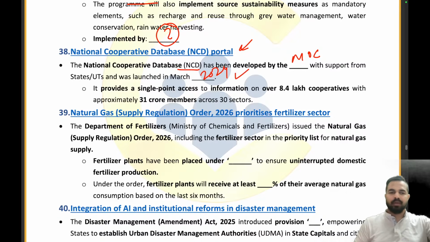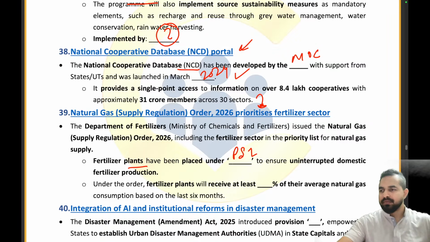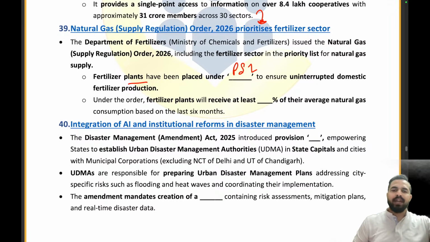2024. The Natural Gas Supply Regulation Order 2026 prioritizes the fertilizer sector. So the fertilizer plants have been placed under which sector? Priority sector 2. So priority sector 2 is the right answer. Absolutely right. Under the order, fertilizer plants will receive at least what percentage of their average natural gas? 70%. Absolutely right. Now my dear friends, moving on to the next article.